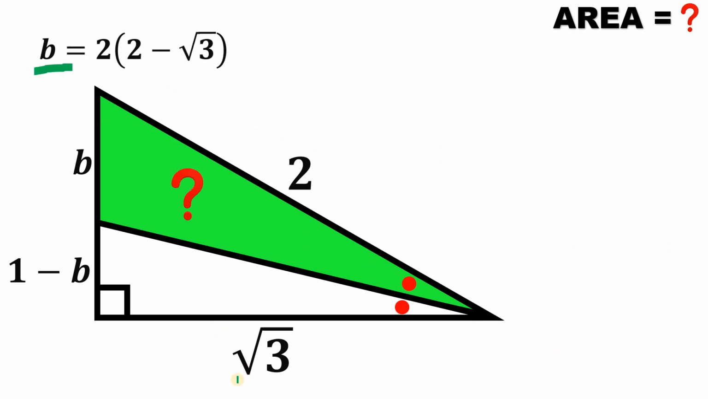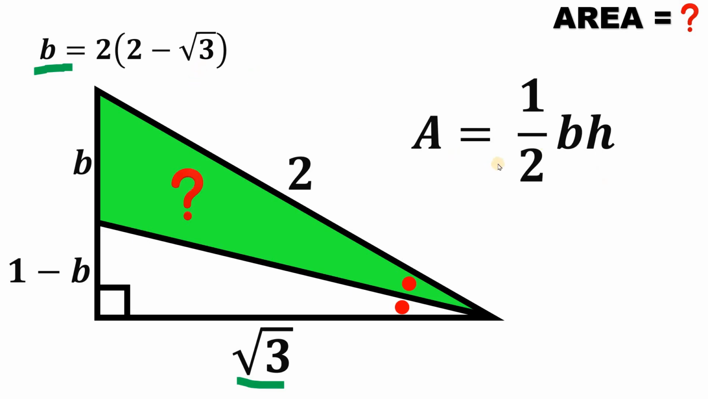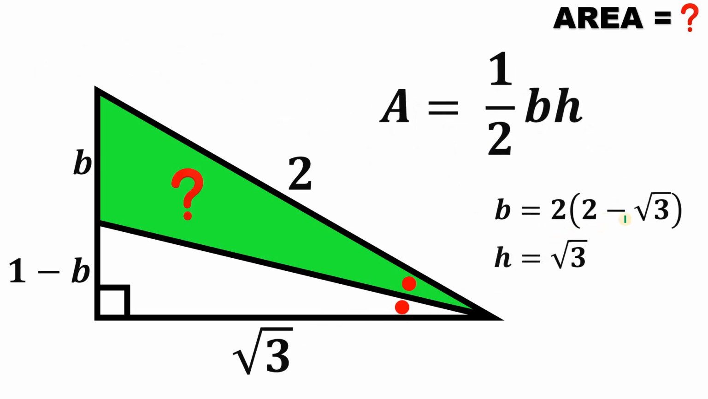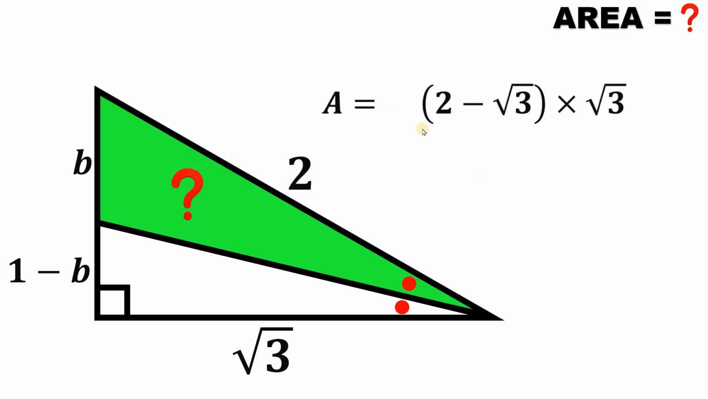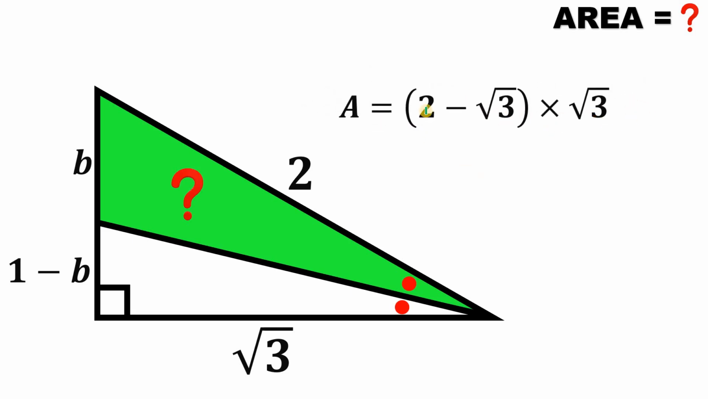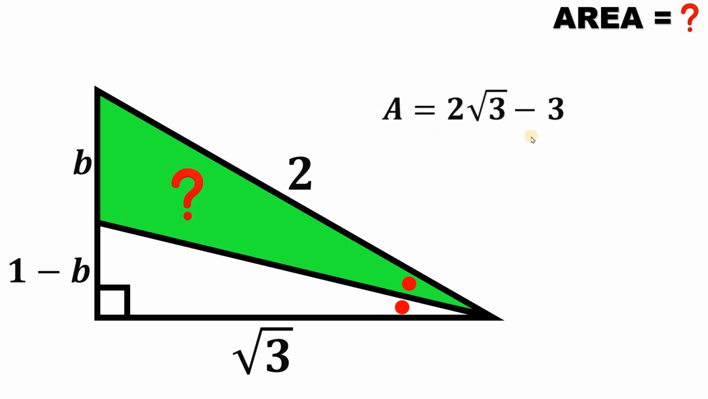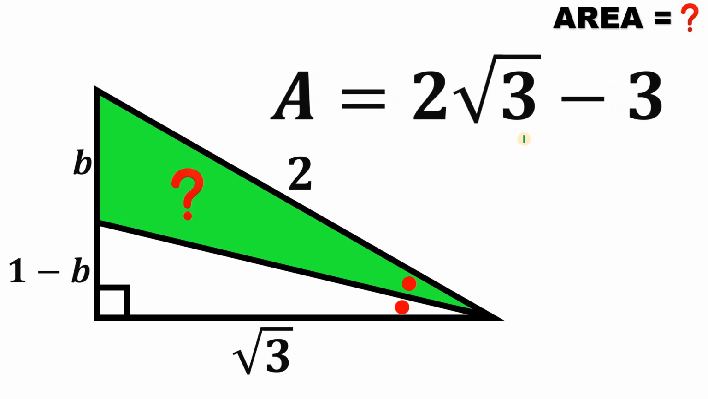Now since we know the base and we know the height, we can now find the area of this triangle using the formula 1/2 times base times height. We know the base and we know the height, 2 times 2 minus square root of 3 and square root of 3. Now, let's multiply all those values together to find the area of this shaded region. Now, 1/2 times 2, this is just 1. And 2 minus square root of 3 times square root of 3, we have 2 times square root of 3 minus 3. And ladies and gentlemen, this is the area of this shaded region.